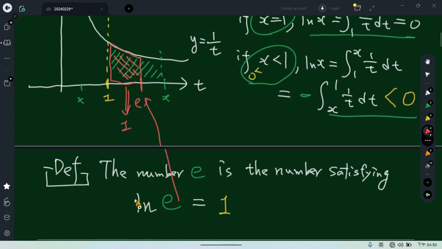But based on this definition, we will say, okay, please just tell me at which endpoint the area will become 1. Can you understand that? Right?